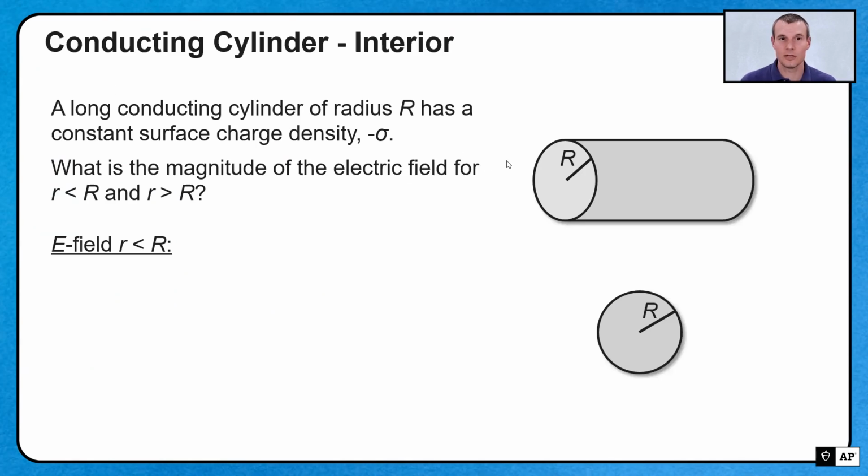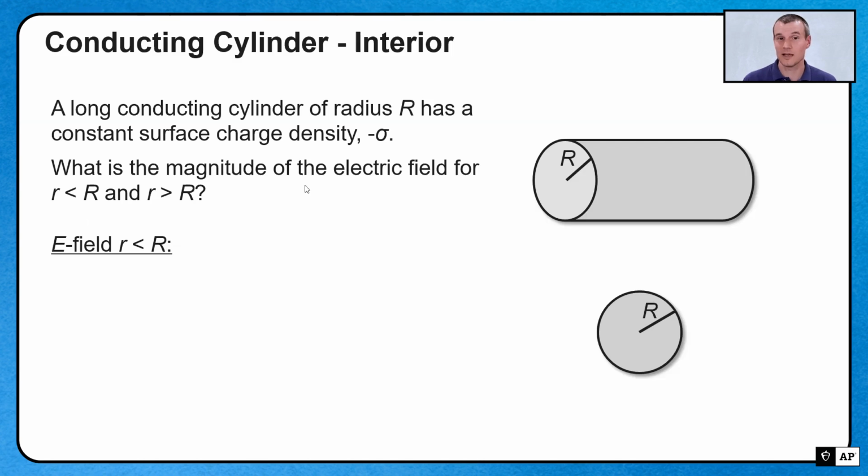So if we look at the interior, we have a long conducting cylinder with radius r that has a constant surface charge density of sigma. I want to know the magnitude of the electric field for less than r and greater than r. You're going to notice a theme throughout this entire video that we're always going to be checking what's going on inside and then outside. So just be ready for that.